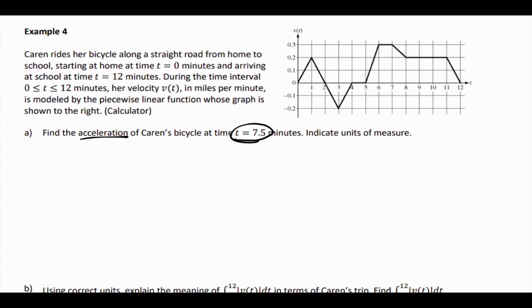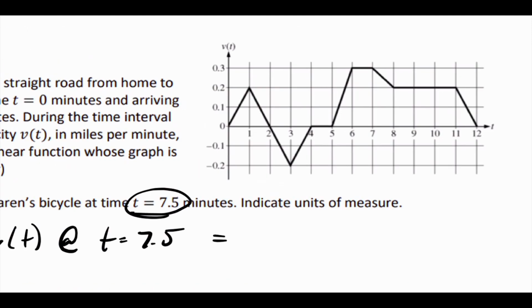The graph, right? They don't give us an equation. They say the graph. So when I say first derivative of the graph, what am I saying? Slopes. Slopes of the graph. So in other words, we're saying slope of the graph at 7.5. So we're saying slope of v of t at t equals 7.5. So let's go over and find out where 7.5 is.